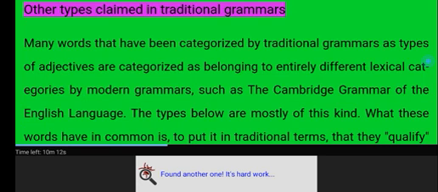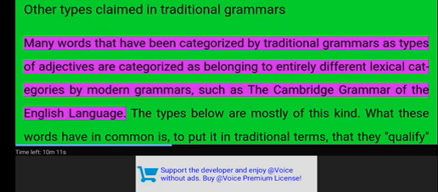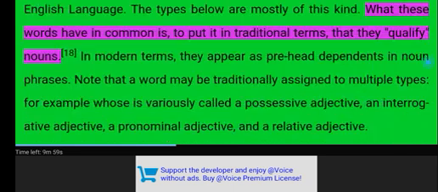Other types claimed in traditional grammars. Many words that have been categorized by traditional grammars as types of adjectives are categorized as belonging to entirely different lexical categories by modern grammars, such as the Cambridge Grammar of the English Language. The types below are mostly of this kind. What these words have in common is, to put it in traditional terms, that they qualify nouns. 18. In modern terms, they appear as pre-head dependents in noun phrases.